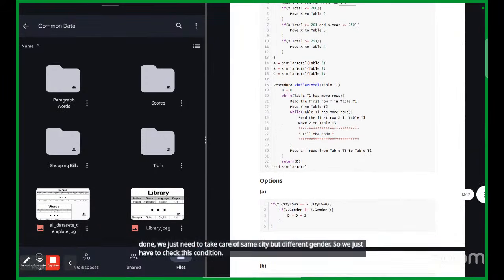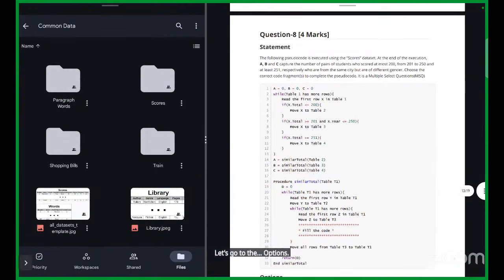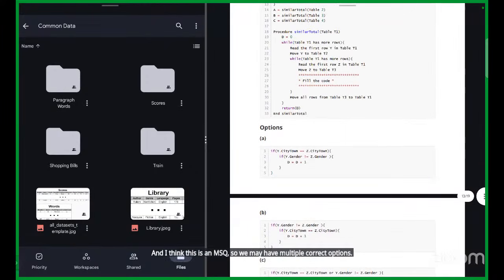Let's go through the options. And I think this is an MSQ, so we may have multiple correct options. So first option, if y dot city is equal to z dot city, if y dot gender not equal to z dot gender, we are incrementing d. So is this correct or is this incorrect?